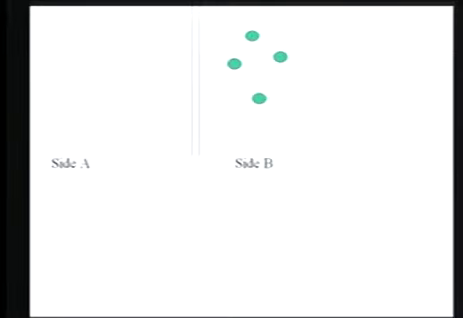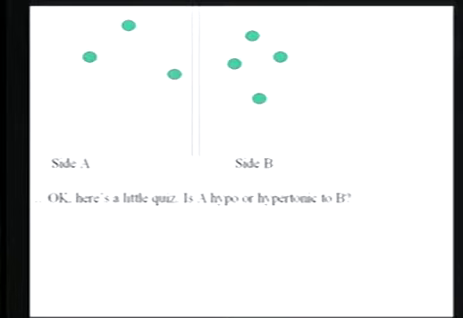All right, so let's take a look at the situation again. We'll put in some dissolved solute on the left side. Is A hypo or hypertonic to B? It's hypo, right? Side A is hypotonic to B because side A has lower salt than side B. If I had asked this question, is B hypo or hypertonic to A, you would say B is hypertonic. Yes, exactly. Good.